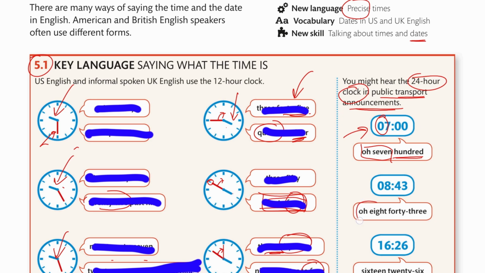You might hear 08. That's the hour. 08:43. 43 is the minutes. So the first 2 digits tell you about the hour. 08:43, 08 is the hour, and 43 is the minute.